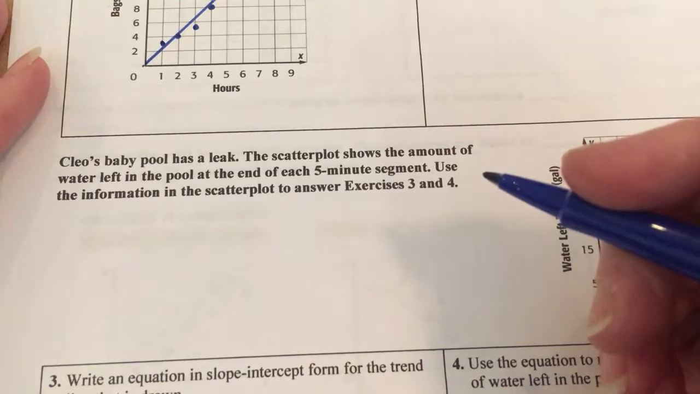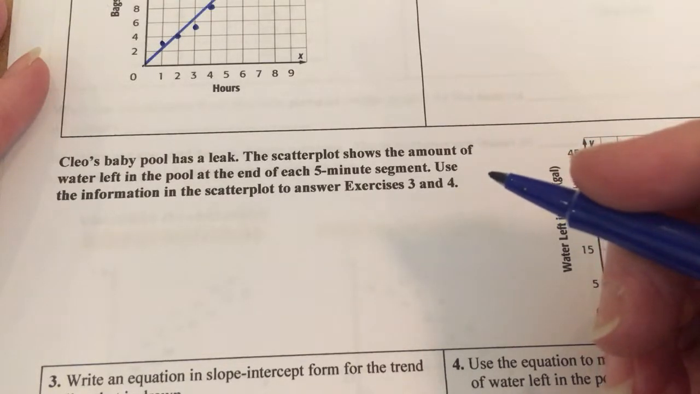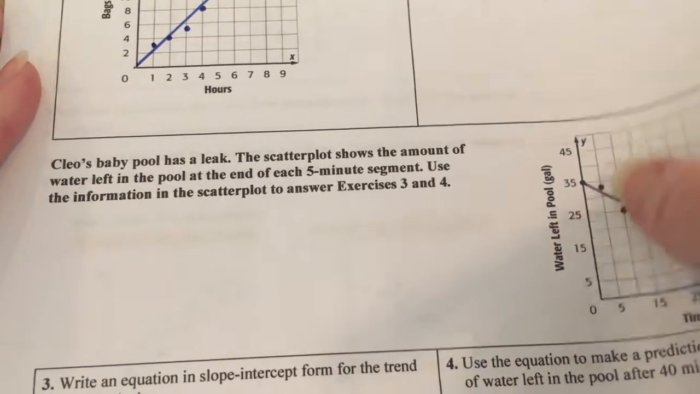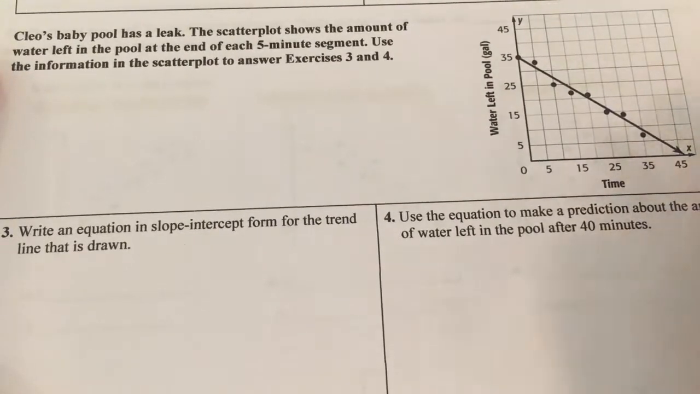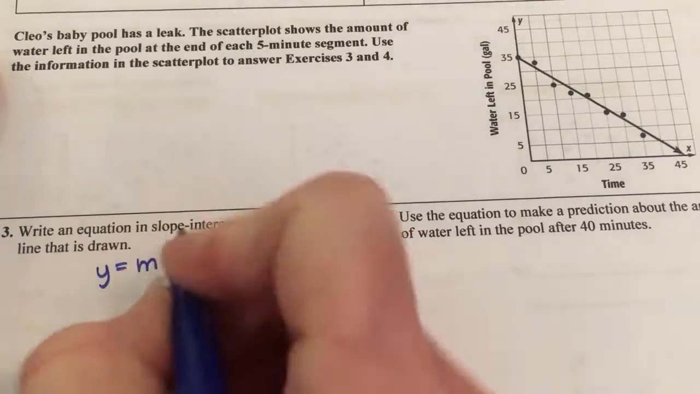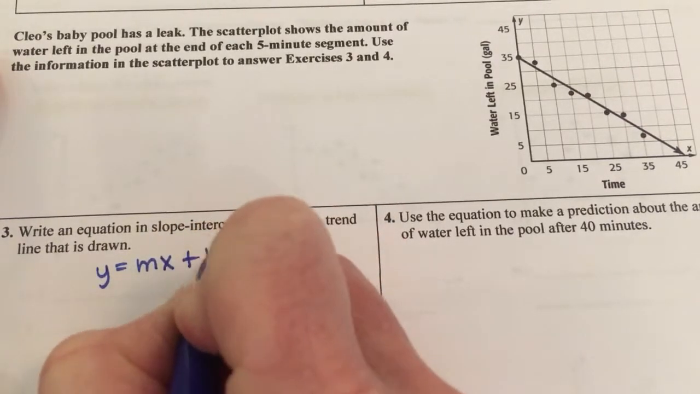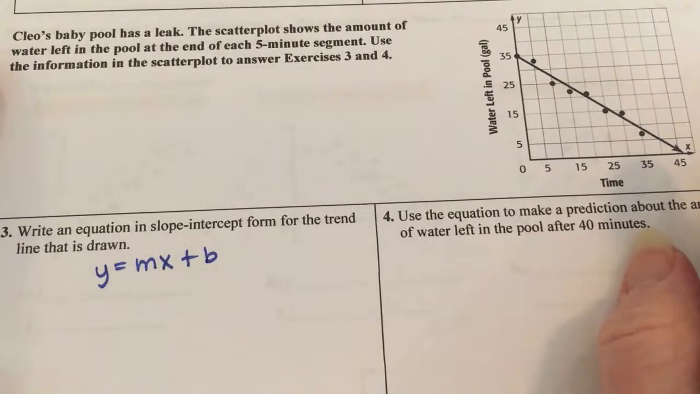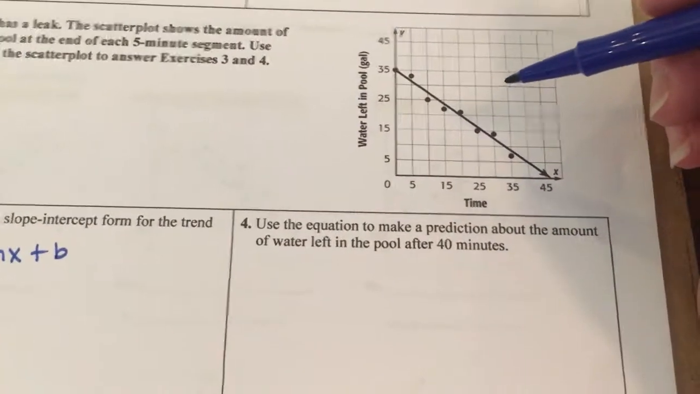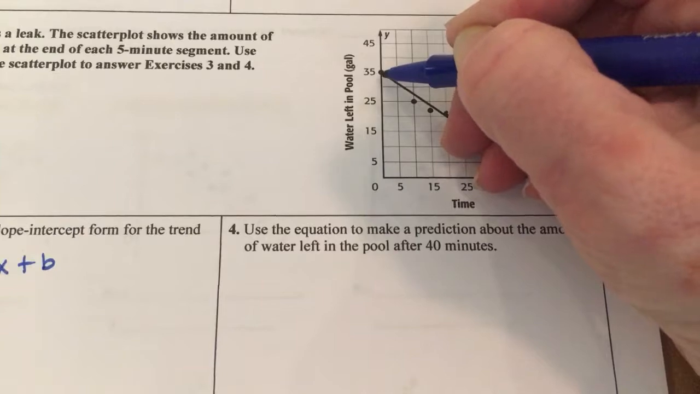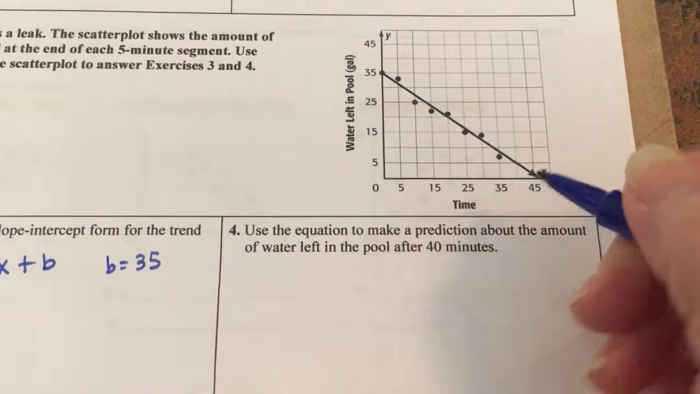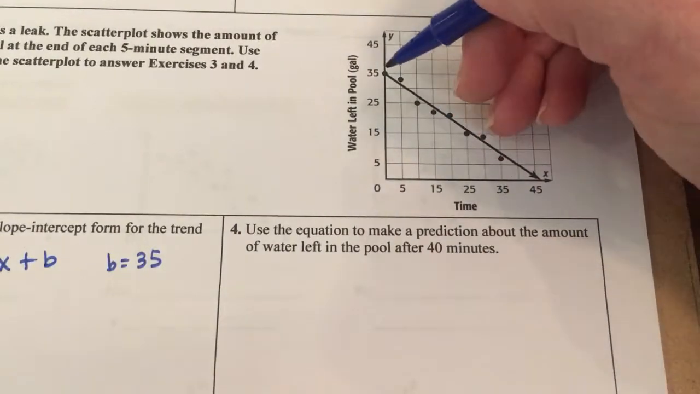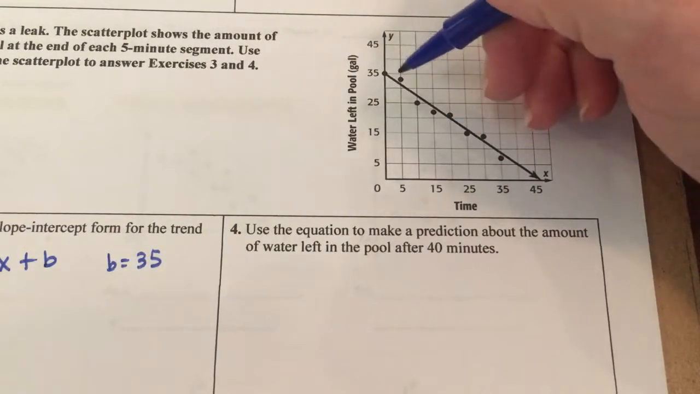All right. Cleo's baby pool has a leak. The scatter plot shows the amount of water left in the pool at the end of each 5-minute segment. Use the information in the scatter plot to answer exercises 3 and 4. Number 3 says write an equation in slope-intercept form for the trend line that is drawn. I know that slope-intercept form is y equals mx plus b, where m is the slope and b is the y-intercept. So I'm going to take that from the graph. I can see that it's intersecting the y-axis here at 35. So that tells me b is going to be 35. And then I need to figure out the slope. So I need to pick a point that's actually on the line to get the slope.